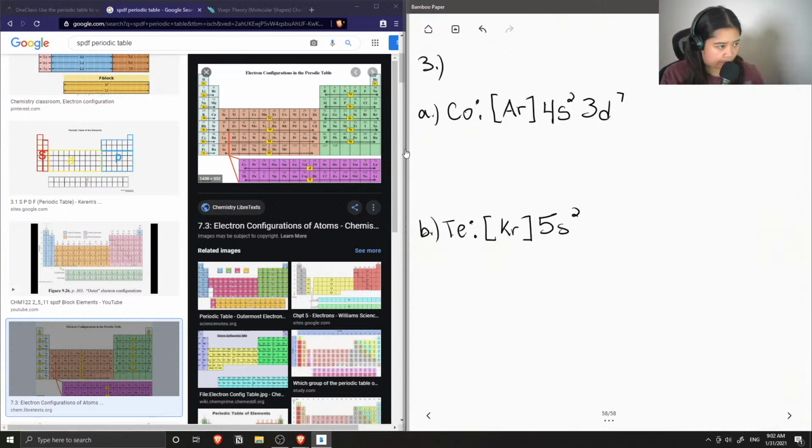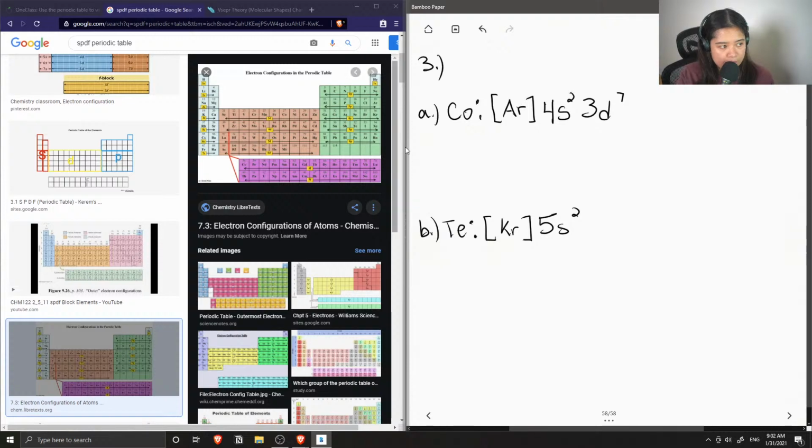52. So we have a full d orbital, 4d10. And then tellurium is found here, so we write 5p4. Yeah, it's kind of hard to read the letters, but I just found actual tellurium right here.